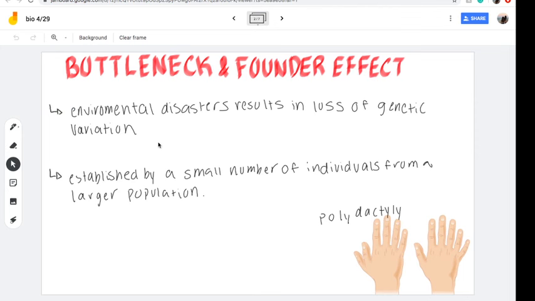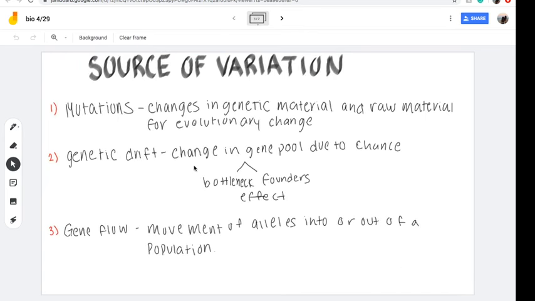And we talked about how the bottleneck effect results from an environmental disaster such as fires, floods, and earthquakes, and this results in a loss of genetic variation. And then we talked about how the founder's effect is established by a small number of individuals from a larger population. We discussed how a small Amish community has a higher chance of getting the gene mutation polydactyly, having, let's say, 6 fingers. And then lastly, the source of variation is gene flow, which is the movement of alleles into or out of a population.